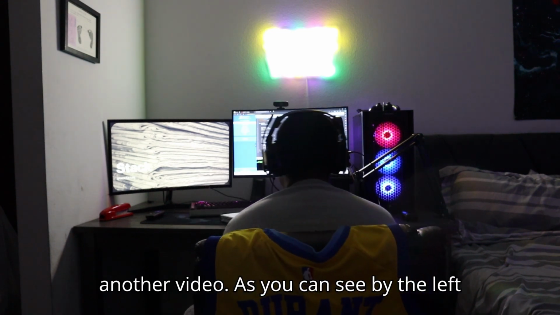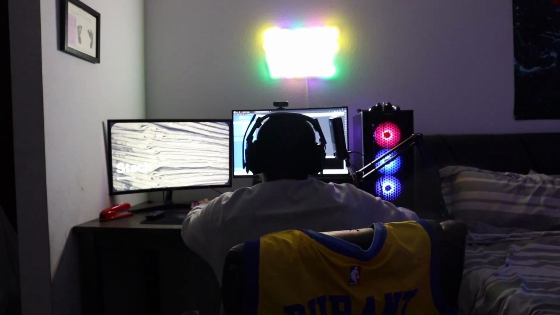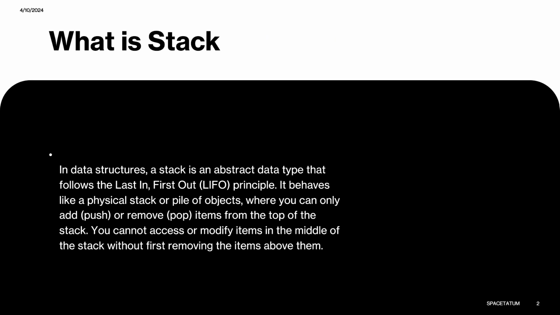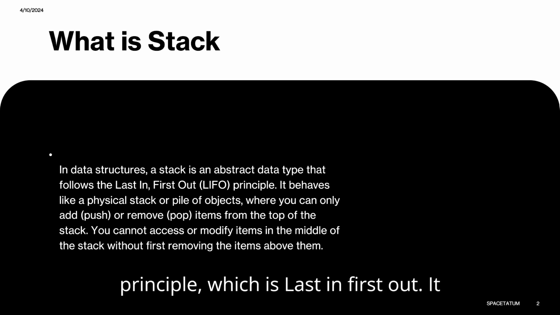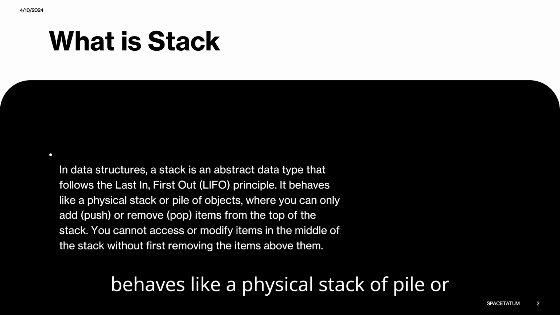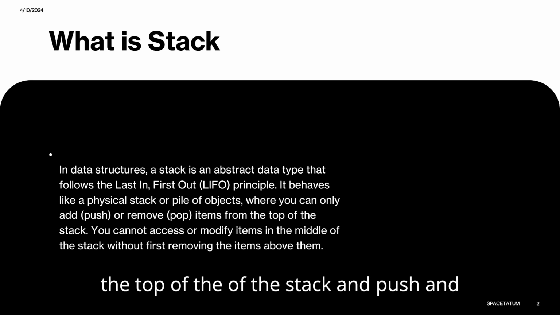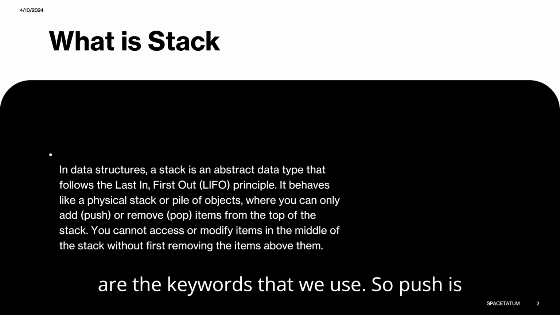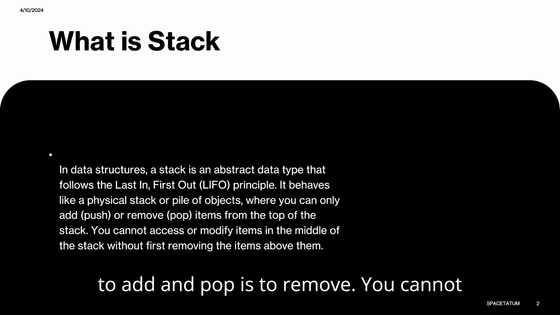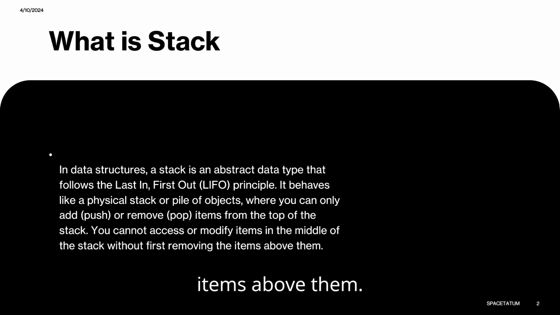As you can see by the left monitor, we are going over stacks. Let's get to it. I bet you're wondering, what is a stack? In data structures, a stack is an abstract data type that follows the LIFO principle, which is last in, first out. It behaves like a physical pile of objects, where you can only add (push) or remove (pop) items from the top of the stack. Push and pop are in parentheses because those are the keywords that we use. So push is to add and pop is to remove. You cannot access or modify items in the middle of the stack without first removing the items above them.